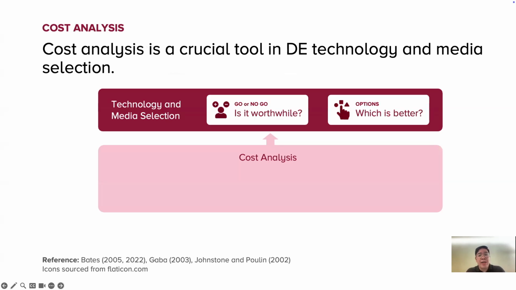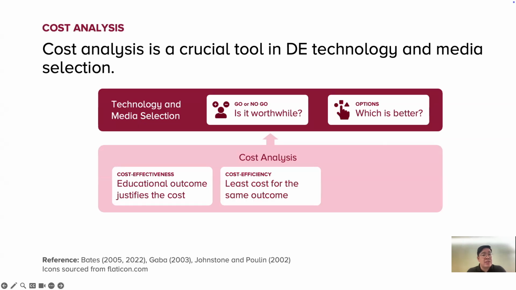Is the project worthwhile? Is the project better than the status quo and other options? Is the investment cost-effective? Is the cost justified by the impact on educational outcomes, like improving accessibility or student performance? Is it cost-efficient? Does it achieve the desired outcome with the fewest resources? Cost-effective technologies are cost-efficient because they maximize the value of each peso spent. However, cost-efficient technologies are not necessarily cost-effective. They can just deliver cost savings without improving outcomes.